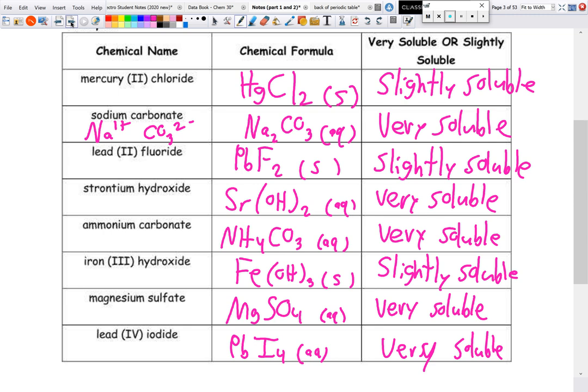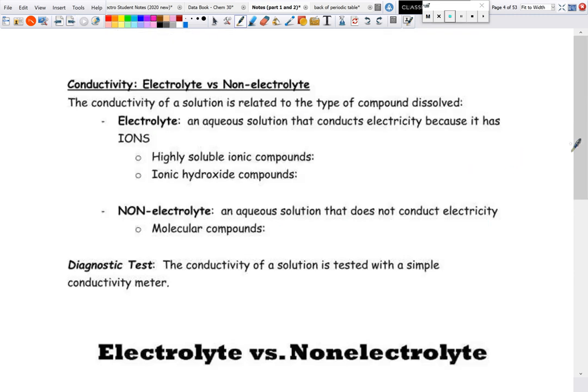Now the whole point of going through all these and figuring out the solubility is we're trying to figure out if our solution is going to be conductive, so if it's going to be an electrolyte or a non-electrolyte. When we talk about the conductivity of a solution, it is related to the type of compound dissolved. An electrolyte is an aqueous solution that conducts electricity. These are going to be our highly soluble ionic compounds, so the ones that have AQ, and ionic hydroxide compounds, which is basically the same thing, the ones that we have AQ.